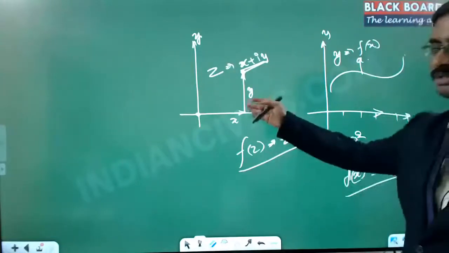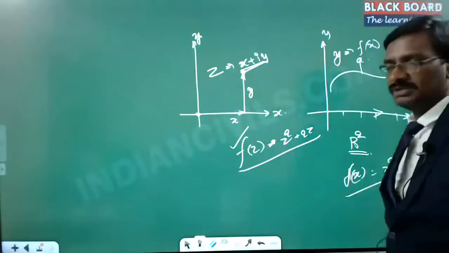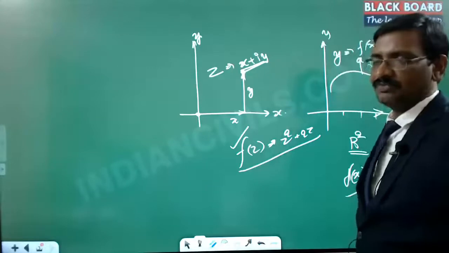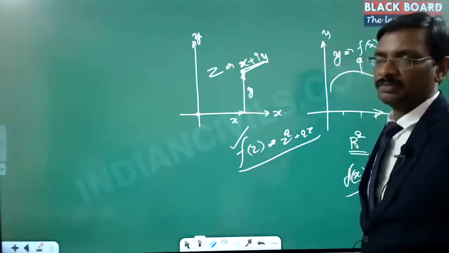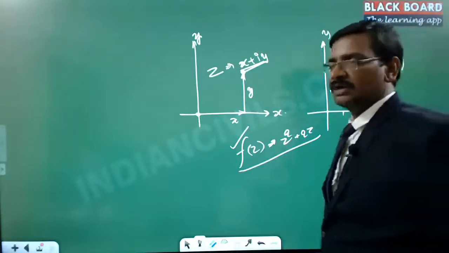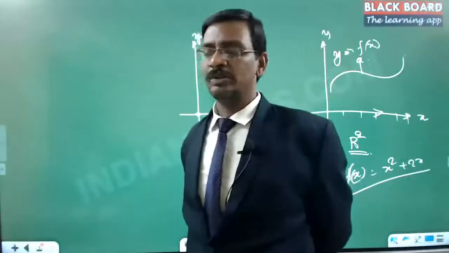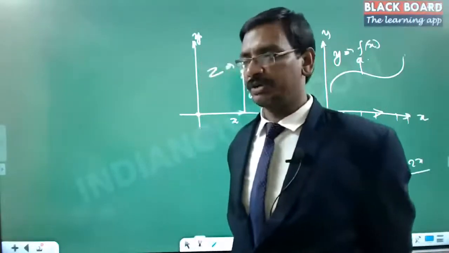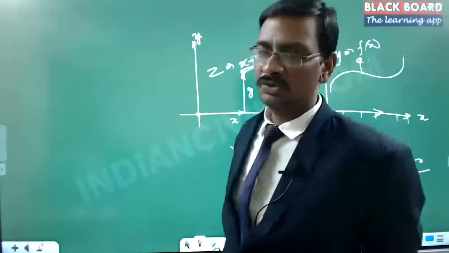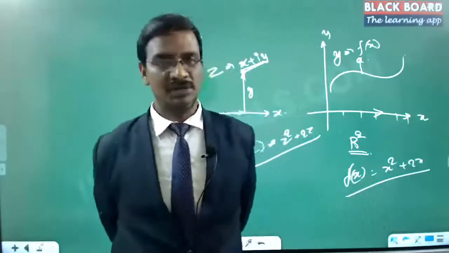But how can we represent this particular function, f of z is equal to z square plus 2z, where z is equal to x plus iy, on a two-dimensional system? Can we represent this number system? No. And if at all we wanted to represent it, what should be the dimension of the coordinate system? It will be a four-dimensional coordinate system we would have to think of. But practically, imagining a four-dimensional coordinate system is not possible.